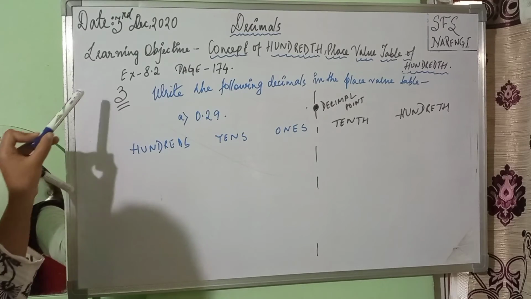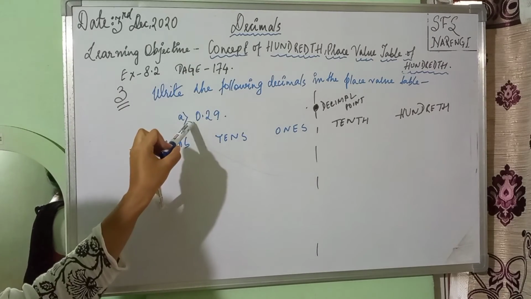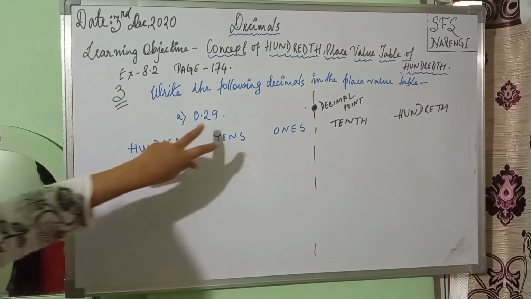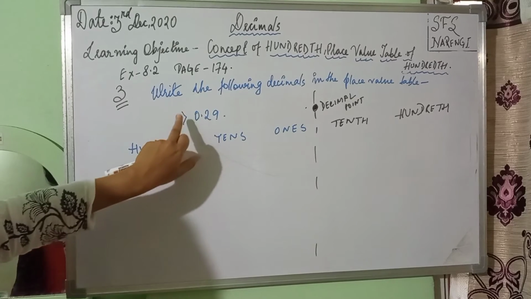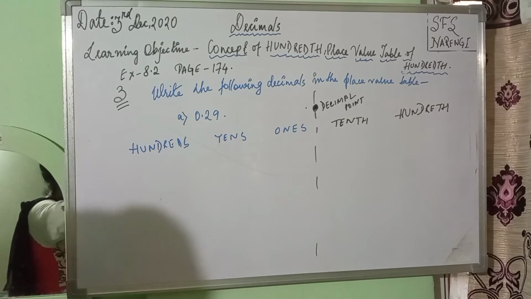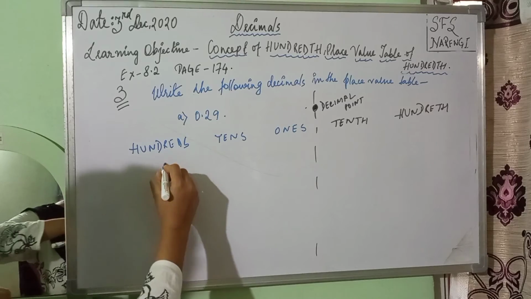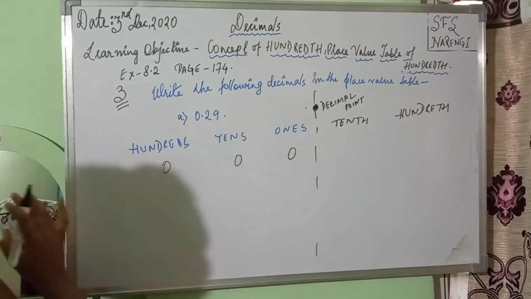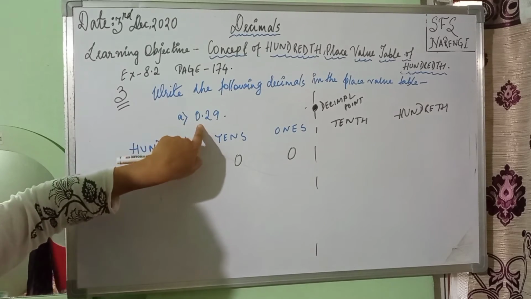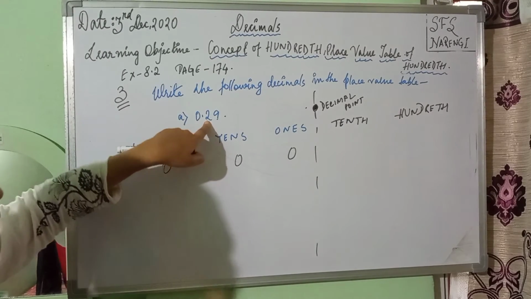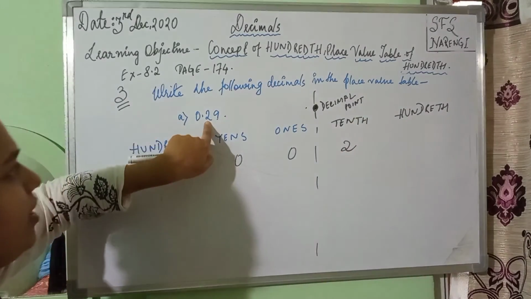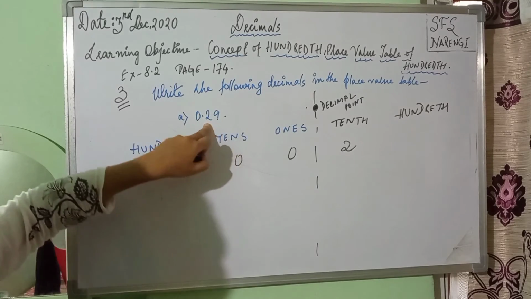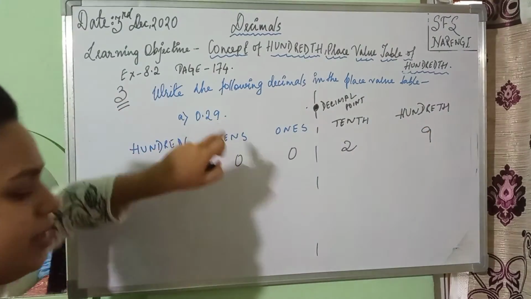Now see children, in question number 3a, you have 0.29. So in the digits before the decimal point, you do not have anything. So in the hundreds place, you can say that it is 0. In the tens place also you have 0. Ones place also 0. These do not exist. So right after the decimal point you have 2. So in the 10th place you can write 2, and in the 100th place, that is 2 places after the decimal point, you have 9. So in the 100th place you can write 9.